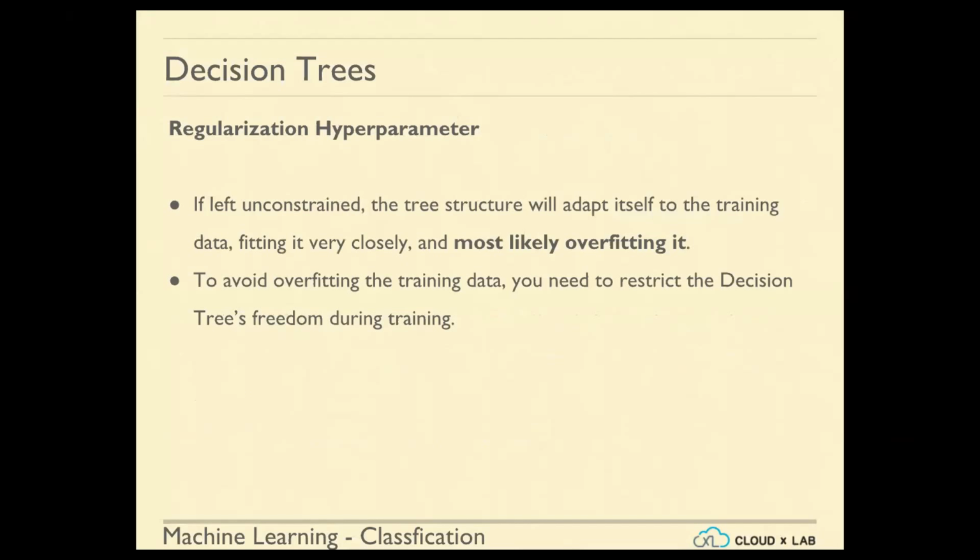So if we leave the decision tree unconstrained, as in if we do not impose things like max depth is 2, if we put max depth as something high, then most likely the decision trees end up overfitting.